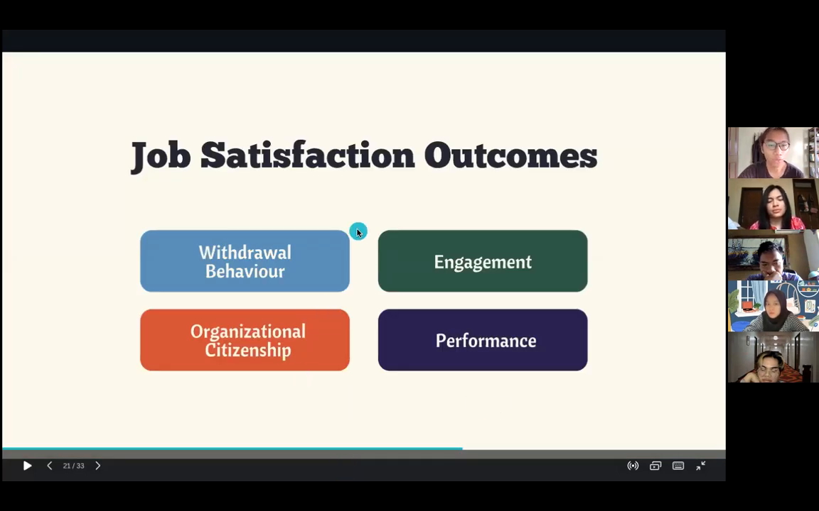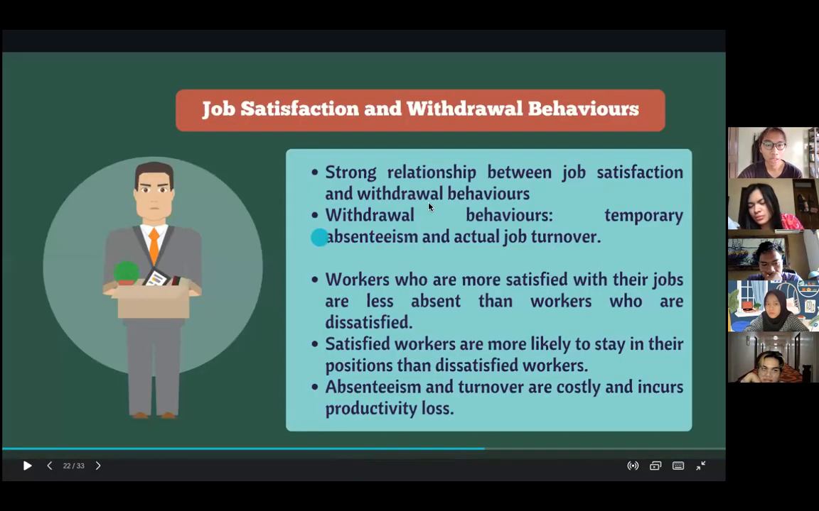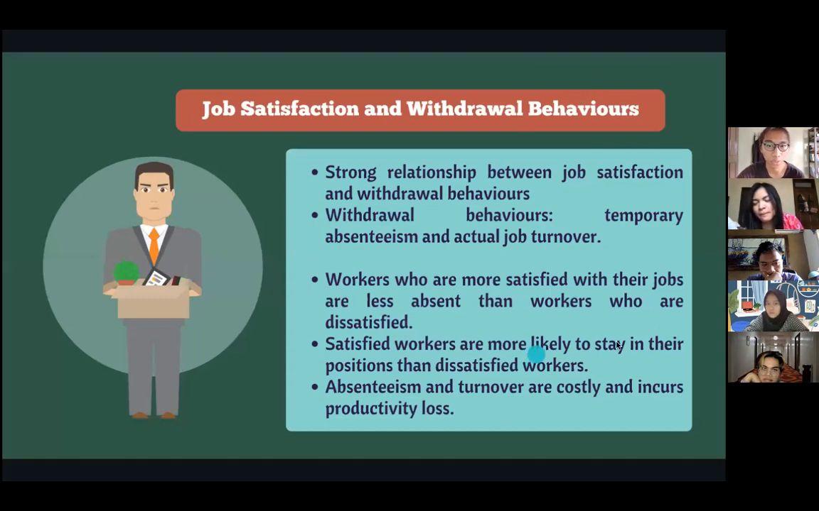Okay, furthermore, job satisfaction is directly correlated with four different outcomes, which are withdrawal behavior, engagement, organizational citizenship, and performance. Okay, the first is its correlation with withdrawal behaviors. So what are withdrawal behaviors? It's about temporary absenteeism and actual job turnover, or basically the number of times an employee has to be absent or resign from the job. From this, workers who are more satisfied with their jobs are less absent than workers who are dissatisfied. On the other hand, satisfied workers are more likely to stay in their positions than dissatisfied workers. This is important because when a lot of employees resign or are absent, it incurs a lot of productivity loss.